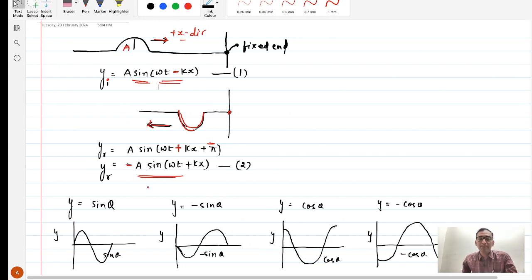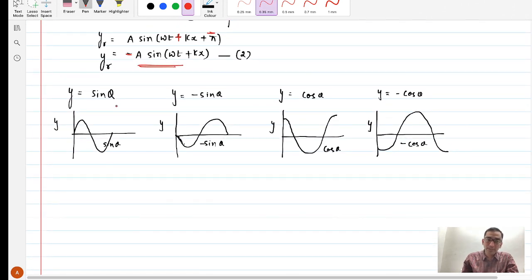Now a quick recap of four graphs. y is equal to sin theta: crest always at the top and the trough at the bottom. Minus sin theta: the trough comes first and then the crest. Plus cos theta starts from the positive y axis and ends in the positive y axis. In the same way, minus cos theta starts from the negative part and ends in the negative part.